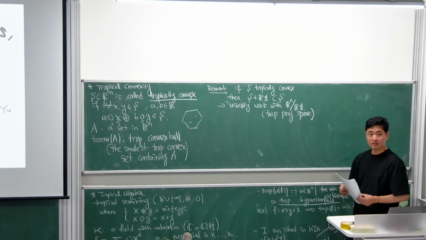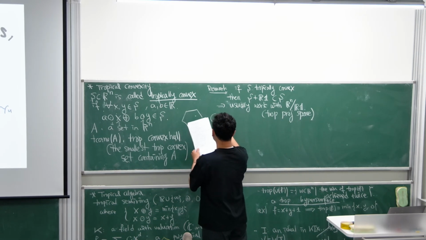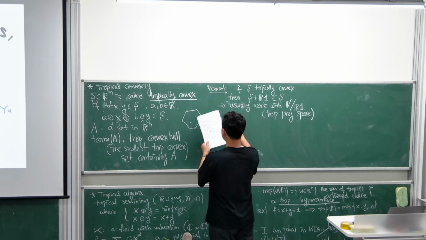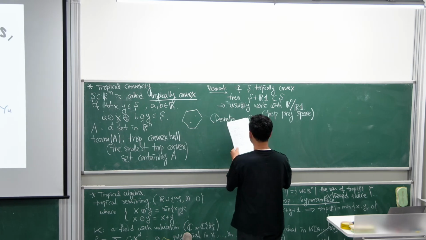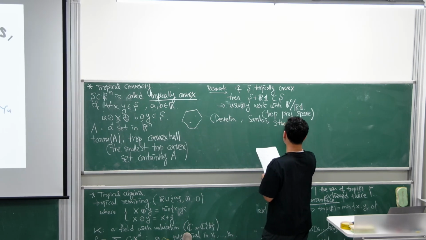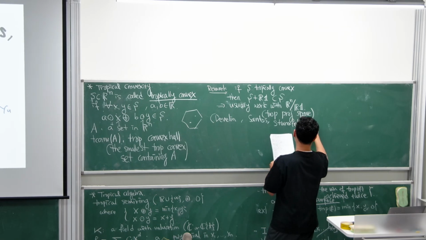Okay, other questions? Yeah, why I want to think about tropical convexity is that there are some nice results about it by Develin, Santos and Sturmfels in 2005.